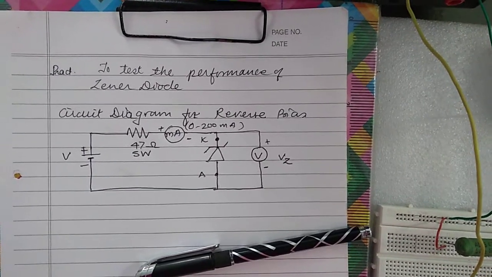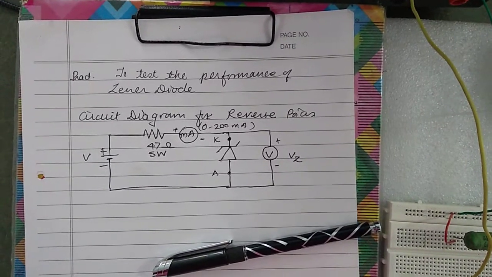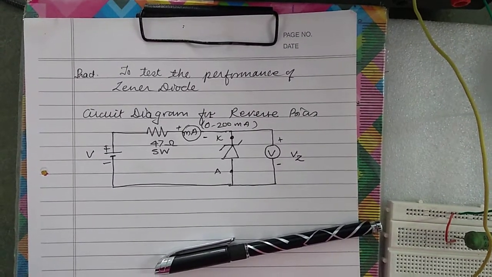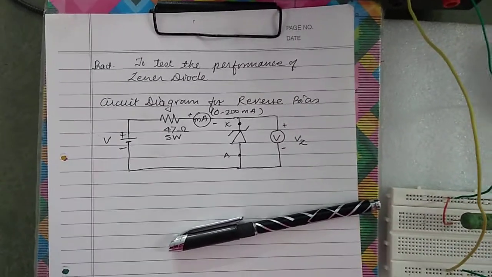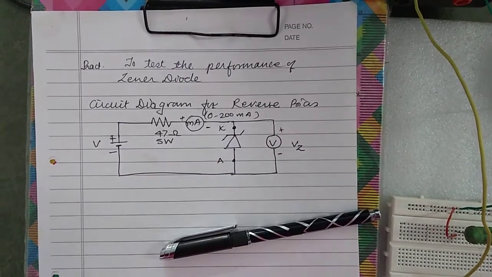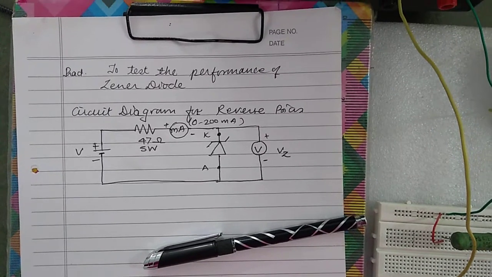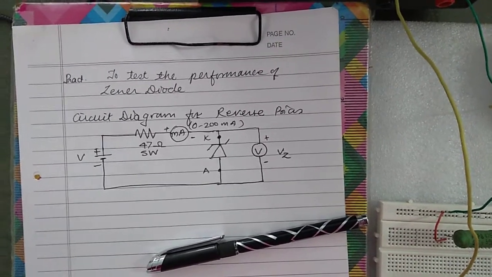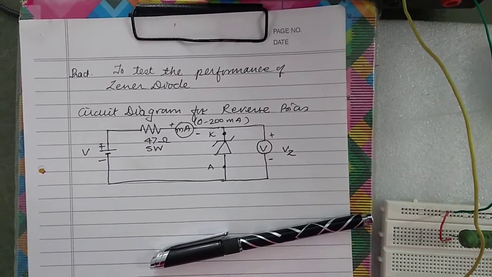Practical to test the performance of Zener diode, or we can say to draw the VI characteristics of Zener diode. So what is a Zener diode? Zener diode is a properly doped diode which is manufactured in such a way that it must be operated in reverse bias only. So this Zener diode acts as a voltage regulator.